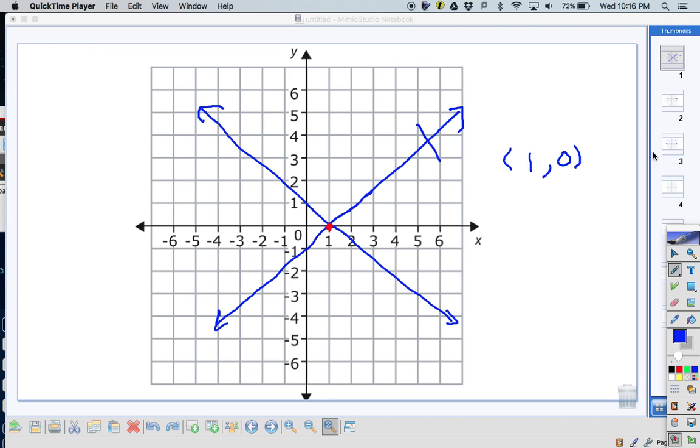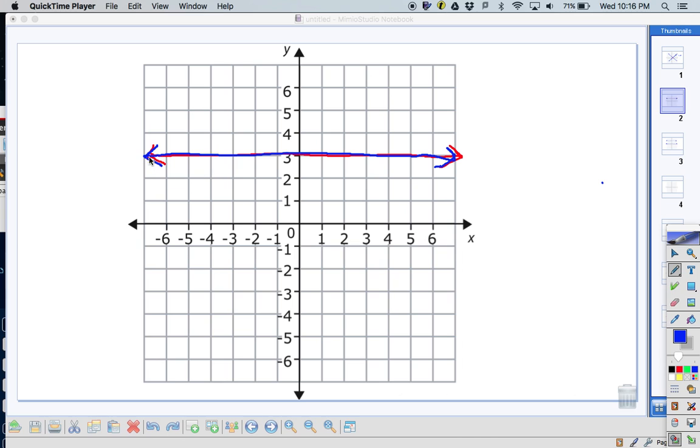This would be an example of a single solution. When you have your two lines, here I have both a blue line and a red line drawn, they end up being exactly the same line. Just like before, you're going to write infinitely many solutions. So this is infinitely many solutions.